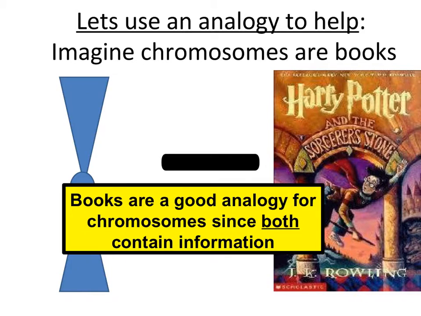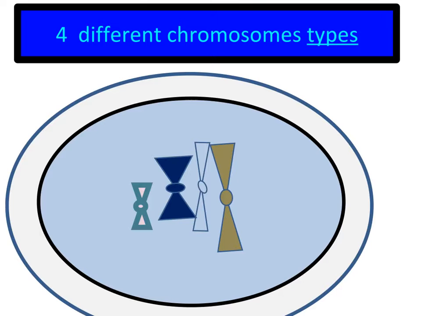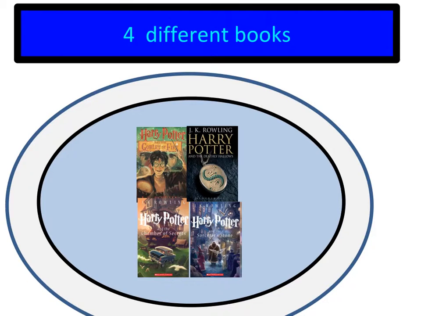It's fun and stuff. So just like there are 4 different chromosome types, there are 4 different book types. Here we have Goblet of Fire and the Deathly Hallows and the Chamber of Secrets and the Sorcerer's Stone. None of these books I have read myself.